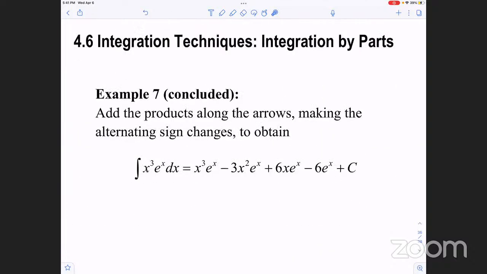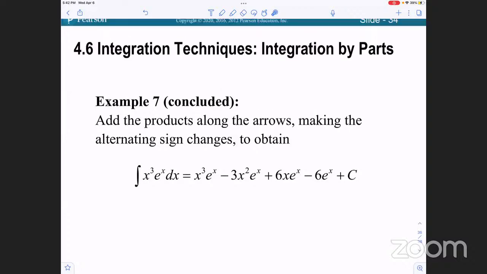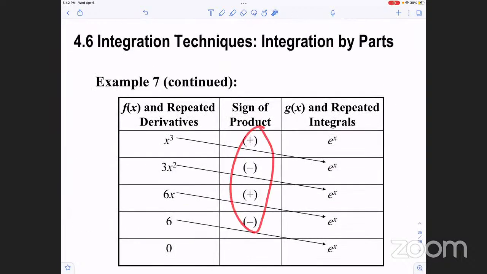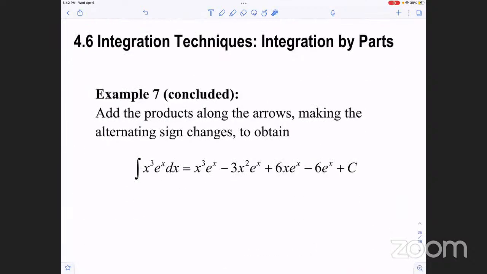Okay, so then add the products along the arrows, making the alternating sign changes to obtain, let me see. So then this guy, and I think the signs just alternate right here. I would have to sit with it and think about it to confirm that that's actually the case. So then x cubed, e to the x, then it's minus, you see the 3x squared, and then plus 6x until you get down to there.